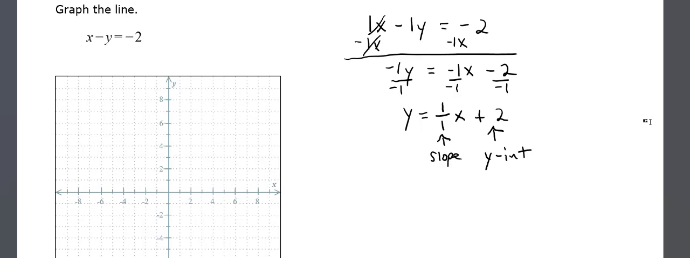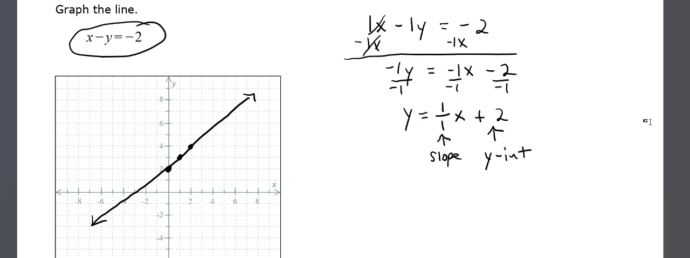So I come to positive 2 on my graph. And remember, the slope is the change of the rise over run. So from there, I move up 1 and over 1 to the right. And again, I can do it as many times as I'd like. And then I draw my line that represents all the solutions. Any point on this line is a solution to that equation.